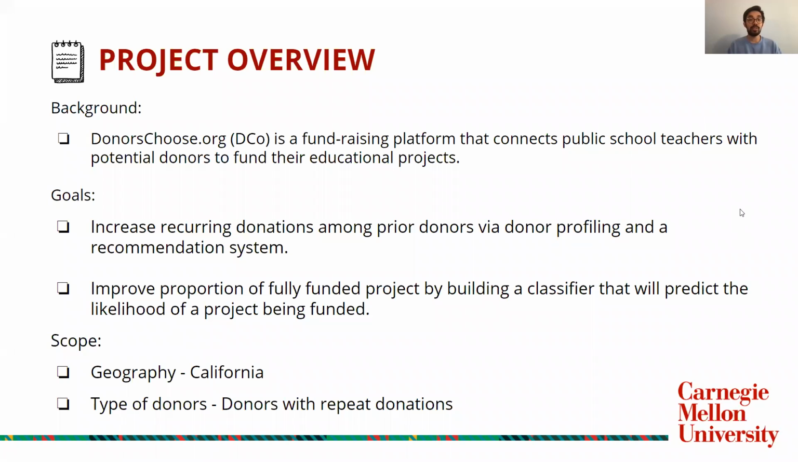Our client is DonorTools.org, which is a fundraising platform that connects high school teachers with potential donors to raise funds for their class projects. The goal of our project is to increase recurring donations among donors by building a recommendation system, and to increase the proportion of fully funded projects by building a classification model. For our project, we have scoped our data set to the geography of California for computation reasons, and we're only considering repeated donors so that we could validate our recommendation system.